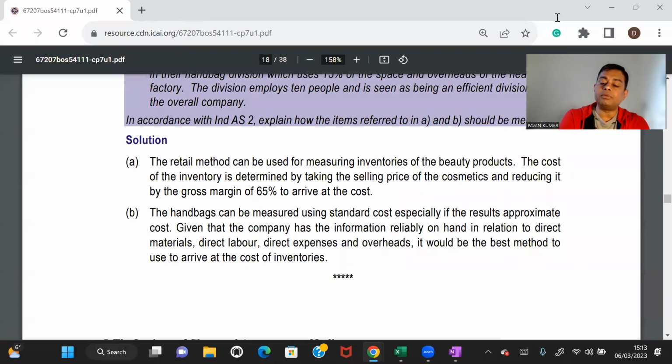Look at the answers. The retail method can be used for measuring inventories of beauty products. First one: the cost of inventory is determined by taking the selling price of cosmetics and reducing it with the gross profit margin, which is 65% given in the question. Then you will get the value of inventory. B. The handbags can be measured using standard cost, especially if the results approximate cost. Given that the company has the information reliably on hand in relation to direct materials, direct labor, direct expenses and overheads, it would be the best method to use to arrive at the cost of inventory.